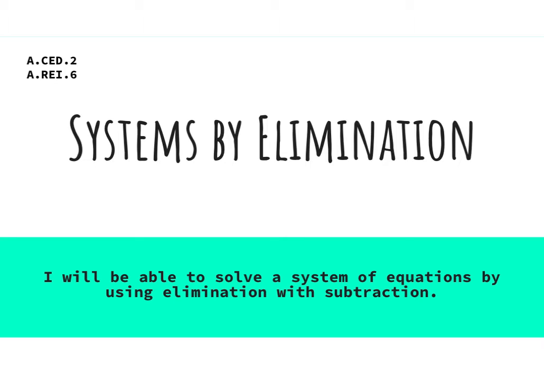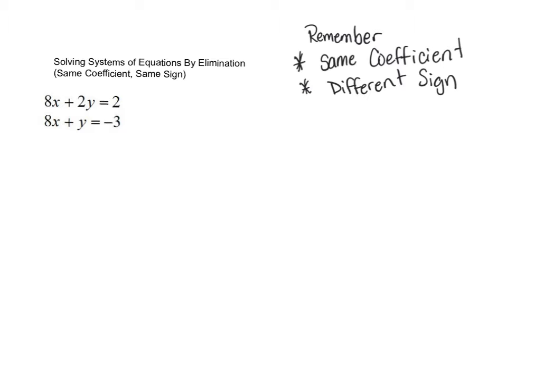Systems by elimination. After watching this video, I will be able to solve a system of equations by using elimination with subtraction. So when using the method of elimination, we need to remember that we need two things. We need to have the same coefficient, which means the same number, and it has to be a different sign.